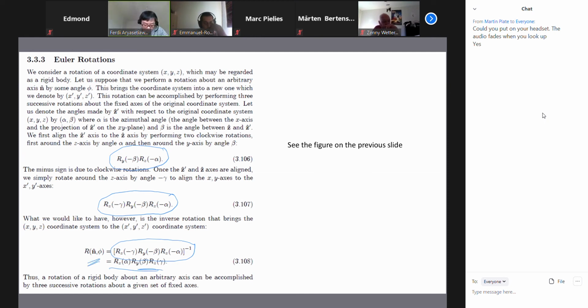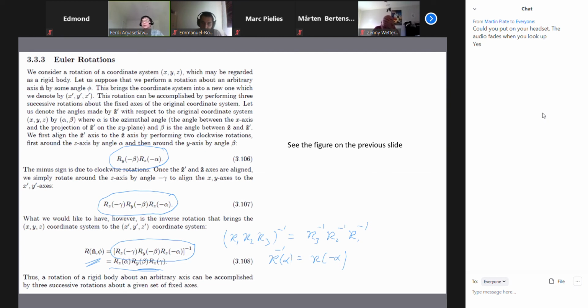And that follows from the fact that if I have (R1 R2 R3) to the minus 1, that is equal to R3 minus 1, R2 minus 1, R1 minus 1, and R alpha to the minus 1 is equal to R minus alpha. So that's the proof. Yes. So any rotation can be written as three successive rotations about the fixed axis.